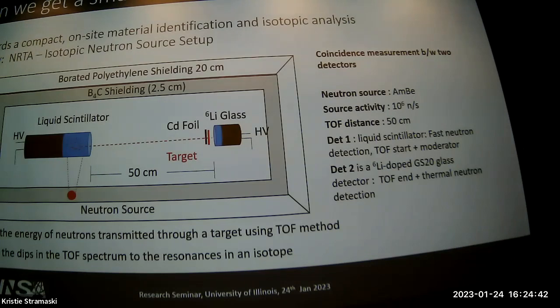Okay, so I forgot to mention one thing here. If you want to get time of flight between two detectors, you have to measure coincidences between these two detectors. So your neutron in the liquid scintillator should be correlated to the neutron in your lithium glass GS20 detector. In other words, you're measuring coincidences between these two detectors.